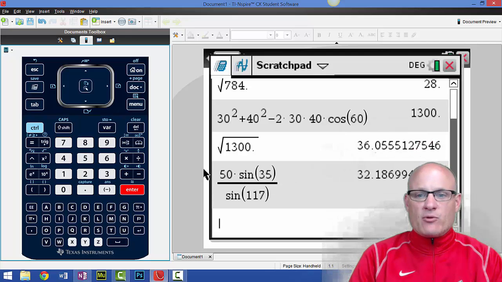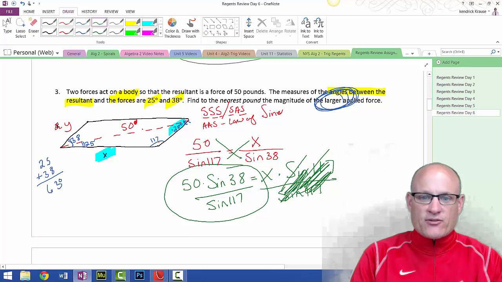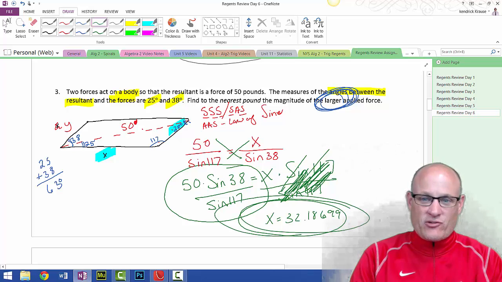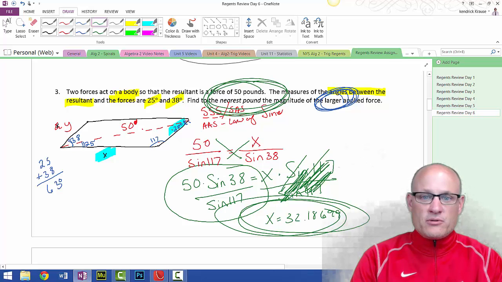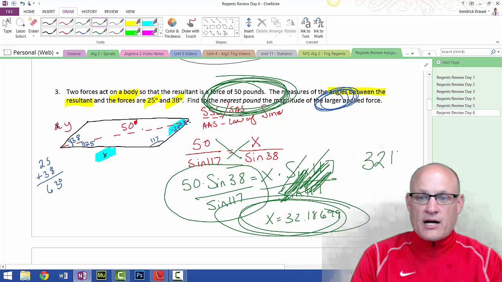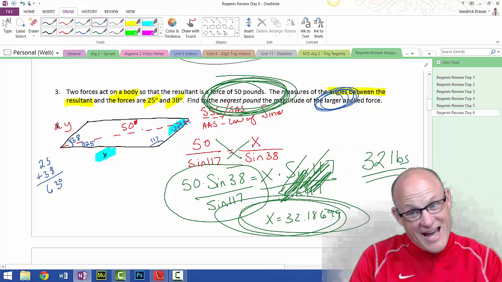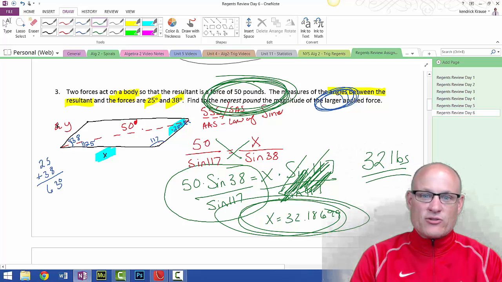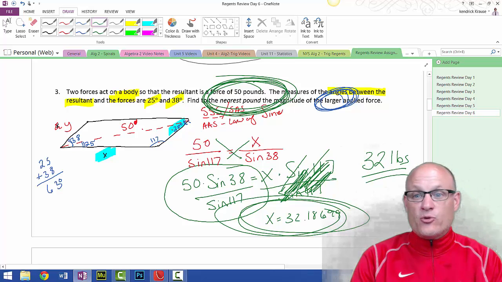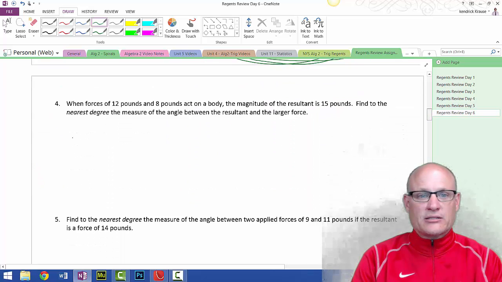All right, type that in. We get 32.18699. X equals 32.18699. Don't tell me this is your answer. It says find the nearest pound. Nearest pound. So my answer is 32 pounds. Do you have to put units? You do not, because the question says how many pounds. If you answer with 32, you are correct.